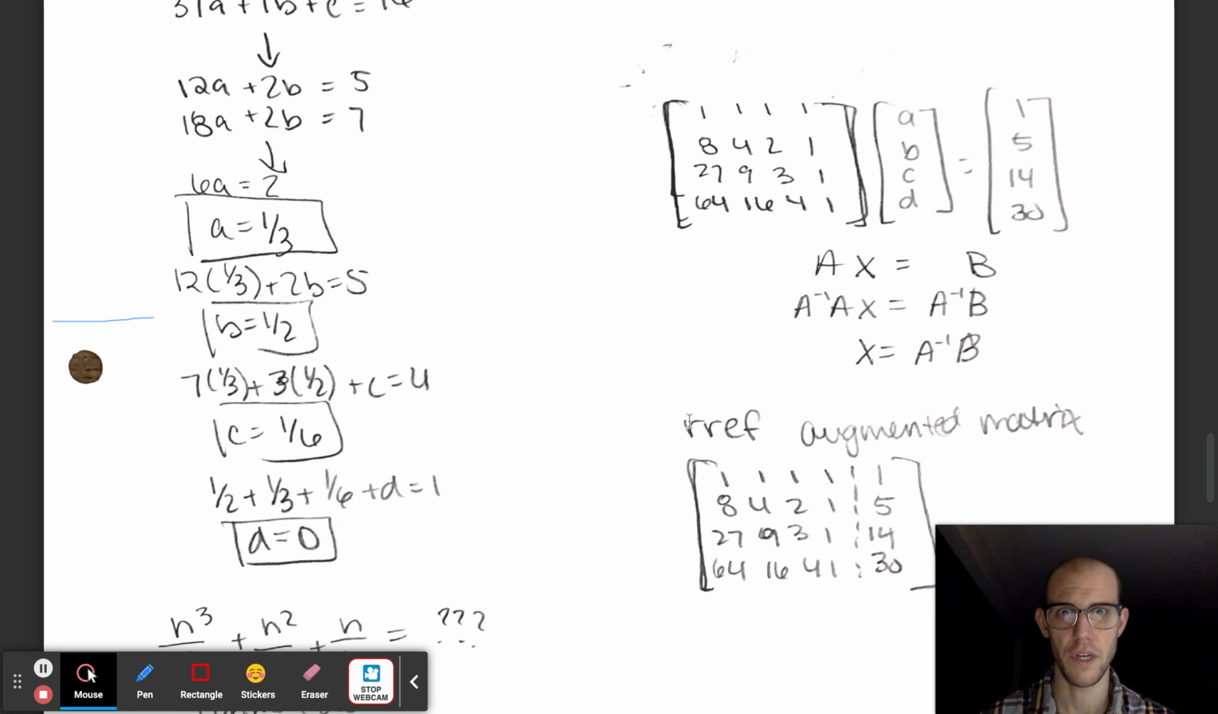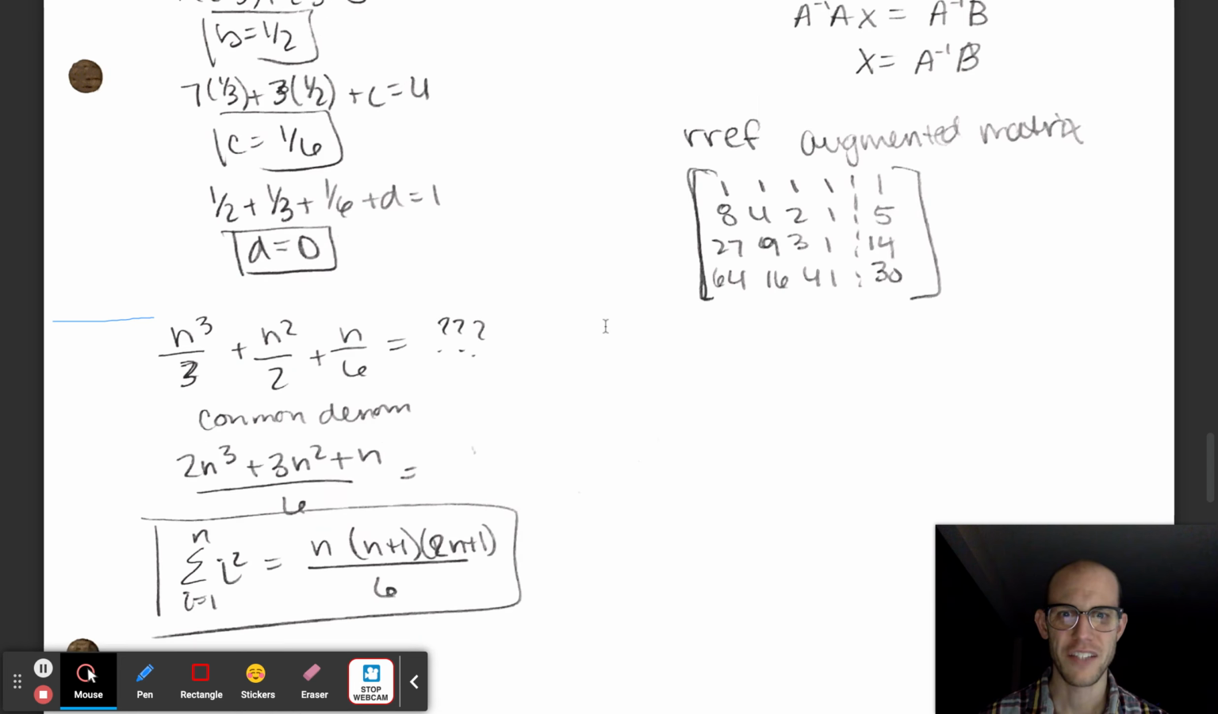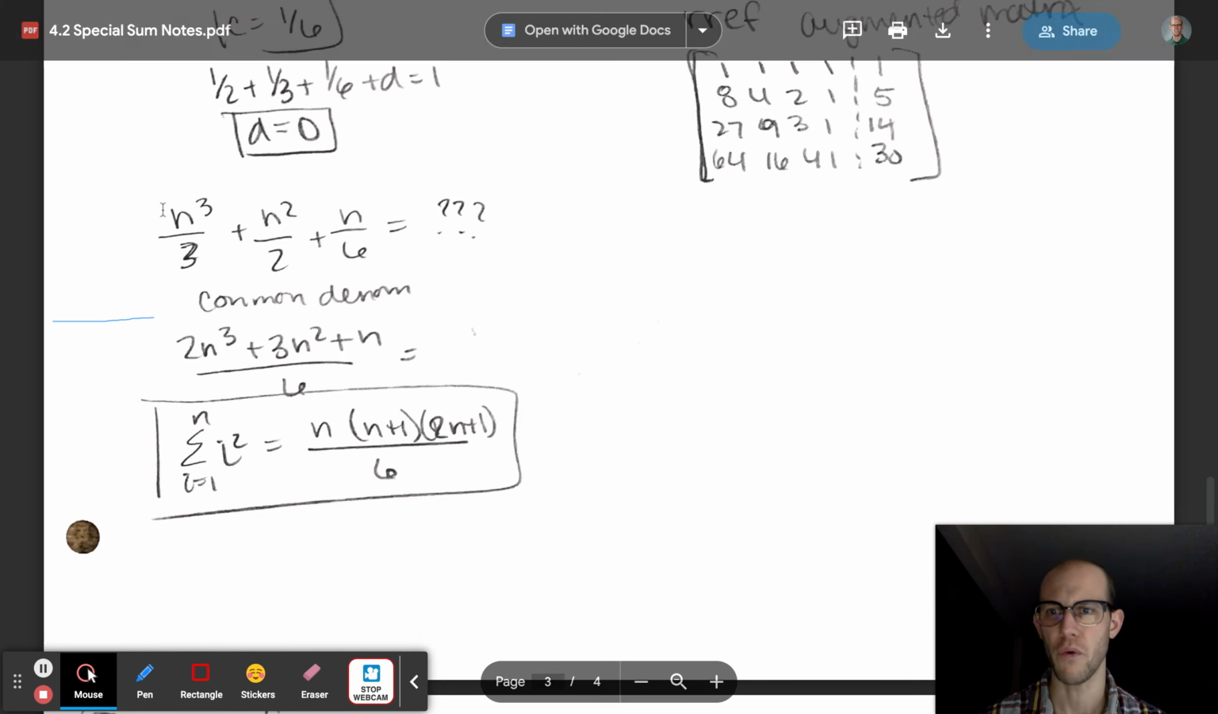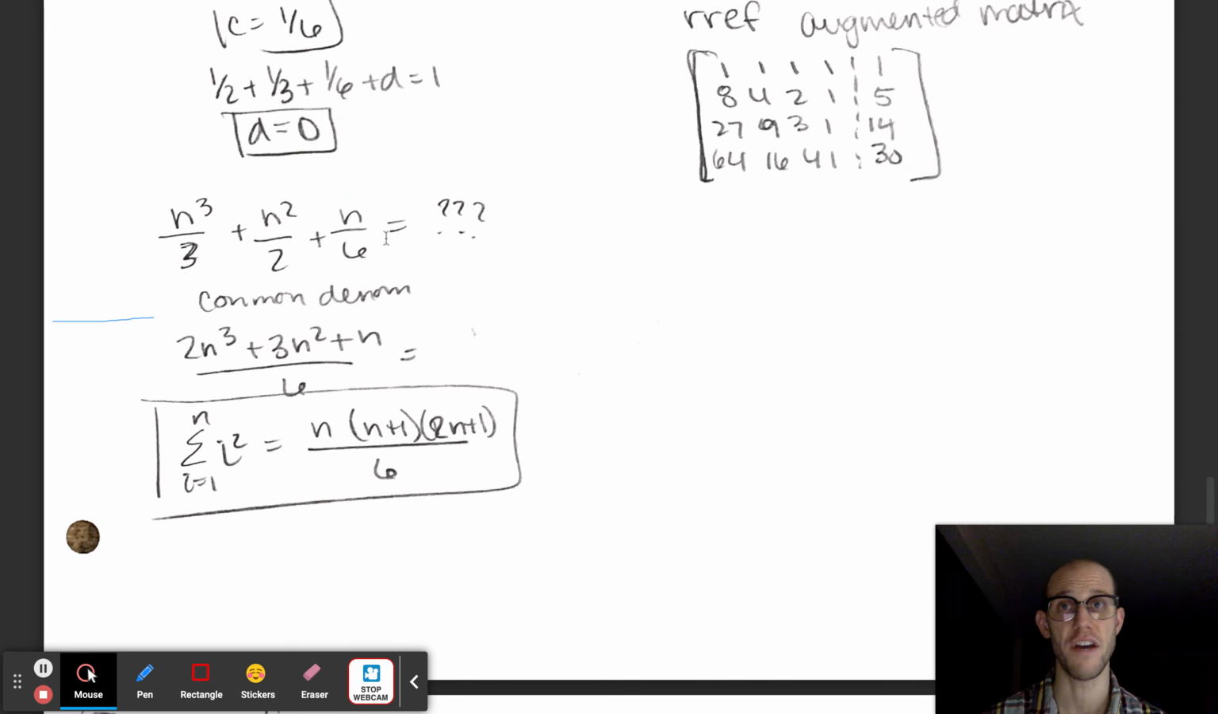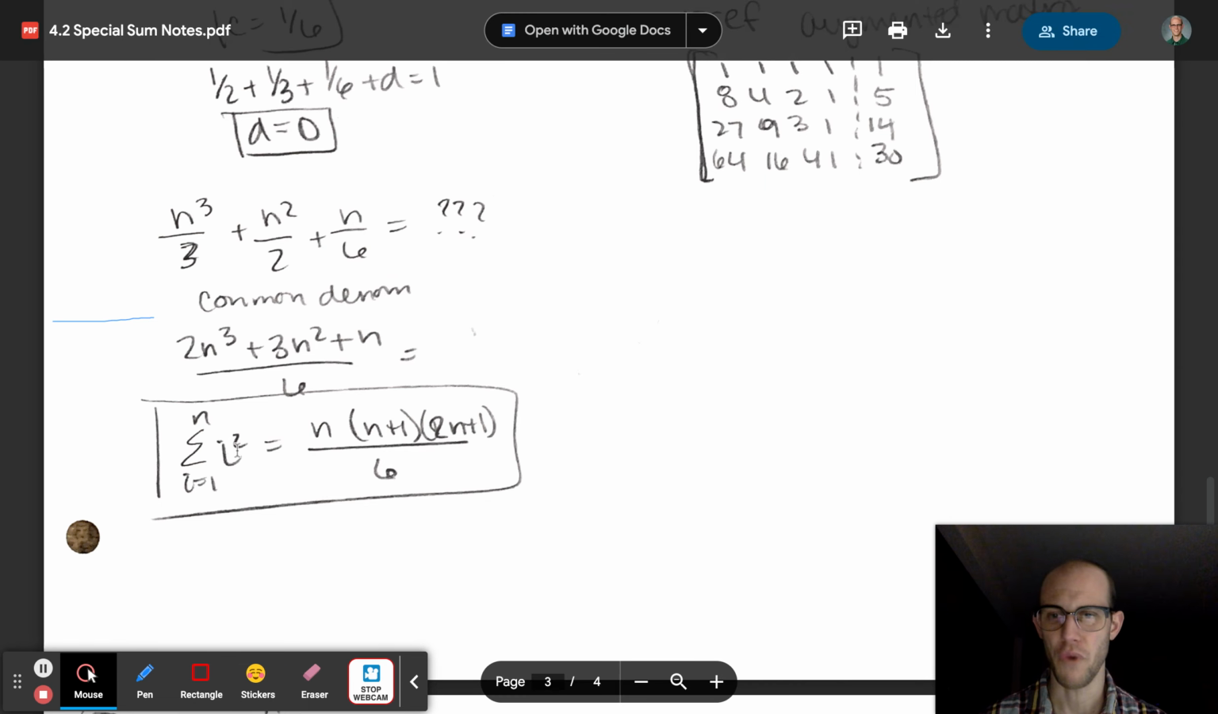So three different ways to do it. You will not have to do this again. We're just learning and investigating right now. So with three ways, you're always coming out with the A value as 1/3, the B value as 1/2, the C value as 1/6, and the D value as 0. And that gives you this formula right here.